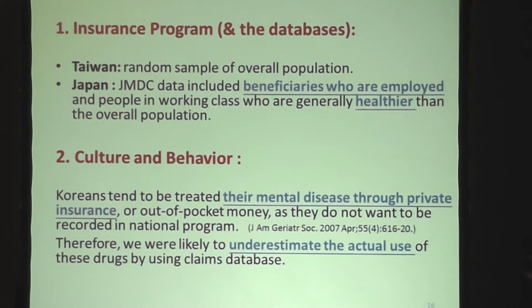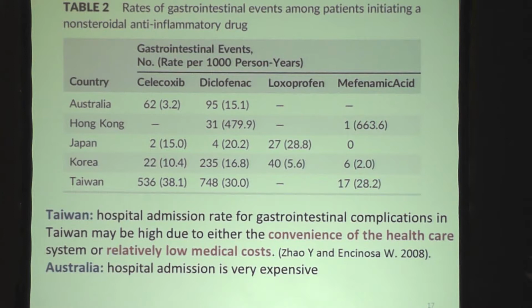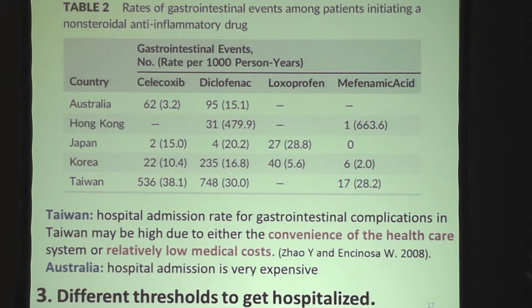And another thing is about the culture and the behavior. This is one example, because Korean people tend to treat their mental disease through private insurance, which means that they don't want to be recorded in the national insurance. So we might underestimate the actual use of the psychiatric drug. And I think the most important thing I would like to emphasize is that different countries may have different thresholds to get treated, to get hospitalized.